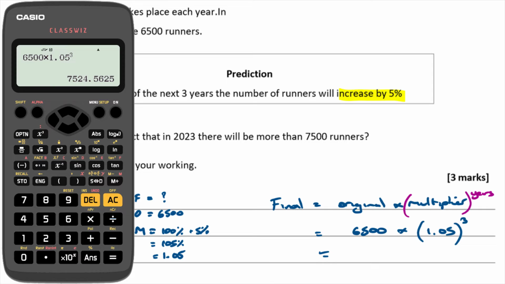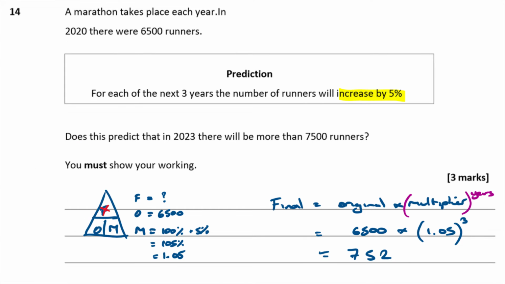7,524.8. I'm going to round it up to the nearest person. So I'm going to say that is equal to 7,525. So does this predict that in 2023 there will be more than 7,500 runners? The answer, of course, is yes. This does predict 7,500 plus runners.